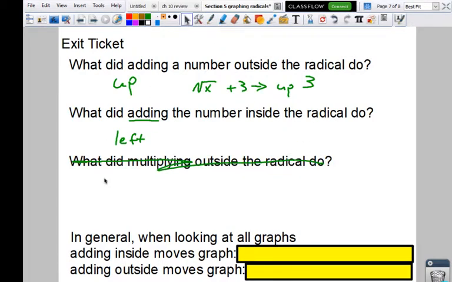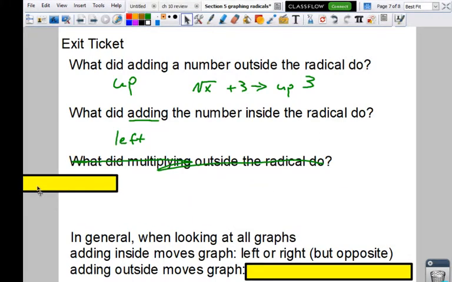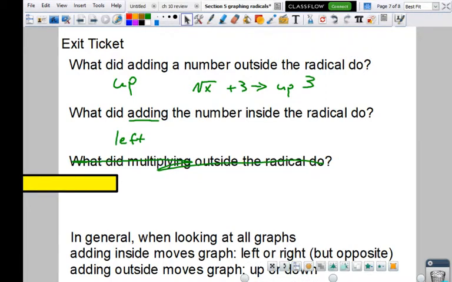This doesn't work with just square roots. This is just about everything. Whenever you add inside, it's gonna move the graph left or right, but kind of opposite of what you think. When I added, I went left, and when I subtracted, I went right. You'd think if you added, you'd go right, but it's backwards. And when it's outside, it moves up or down like normal. So if I had a plus 3, it would move up 3.